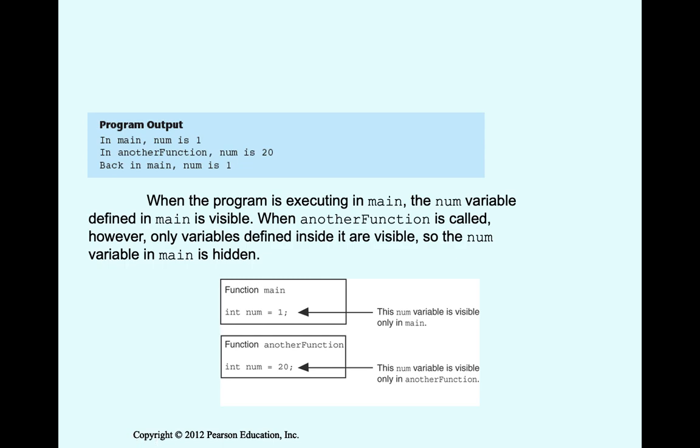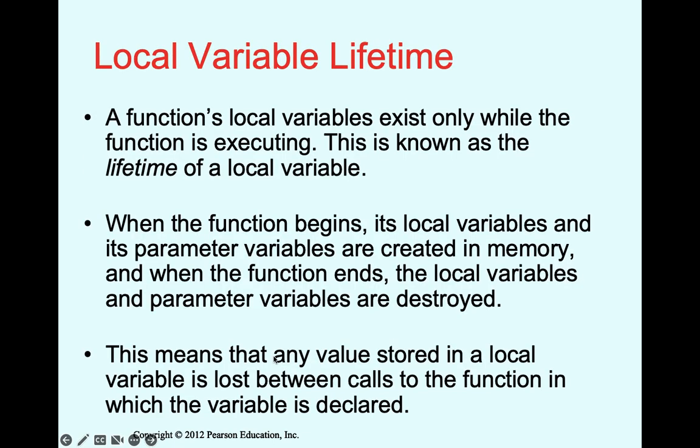So as we said, there is no conflict. When we execute, there will be no problem between these. So the value of this variable is 1. The value of this variable is 20, and there is no conflict.